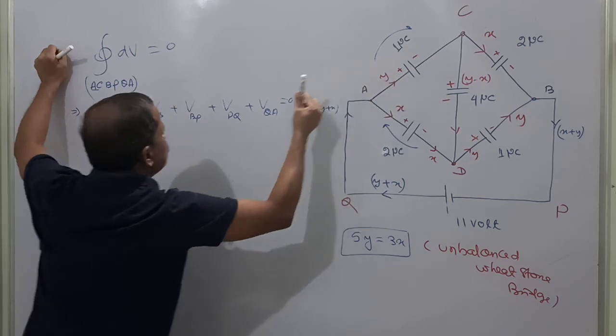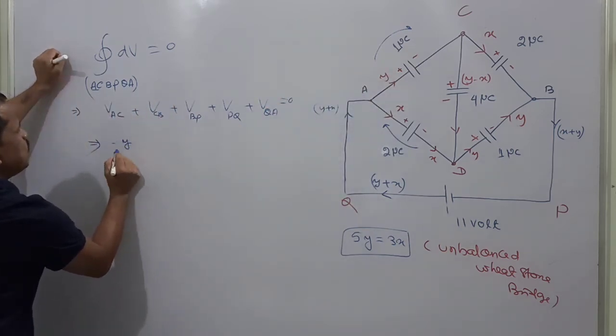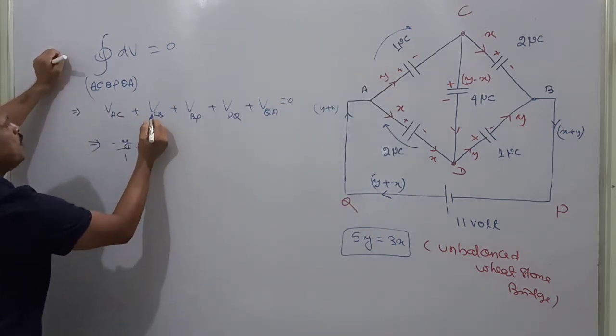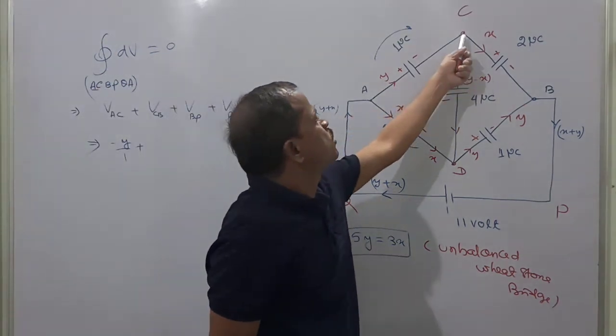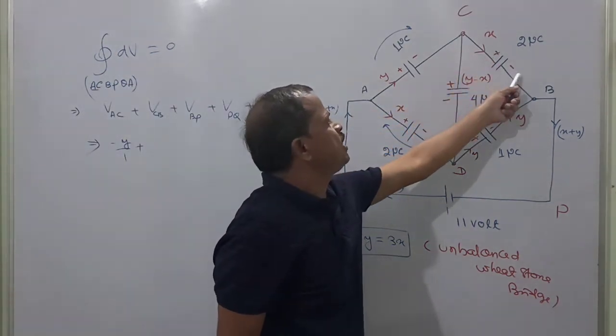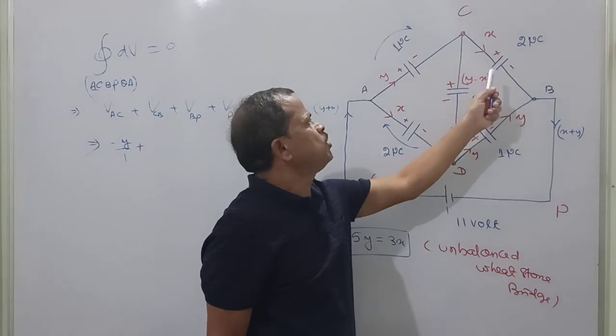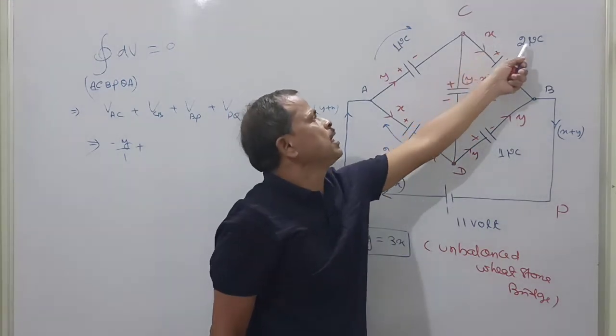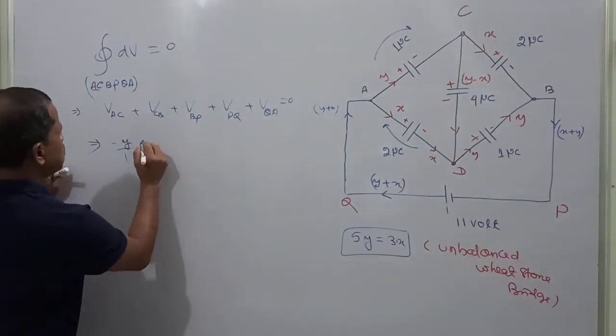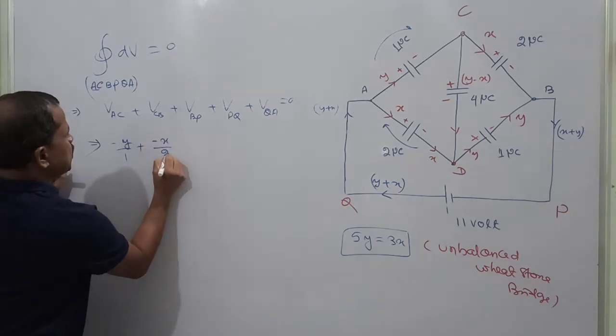So there is a loss. How much loss? Minus y by 1. Plus, what is the potential from C to B? From C to B, first is positive, then negative. There is a loss. Loss means negative. How much? Charge is x, capacitance is 2, so x by 2. That is equal to minus x by 2.